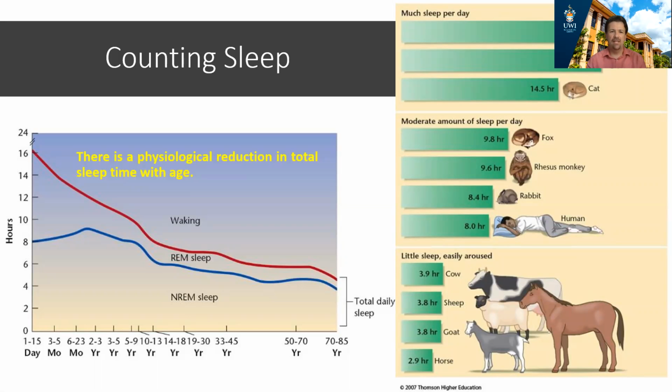You will notice in that diagram on the right that the big change between the newborn and the adult is the amount of time they spend in something called REM sleep. I will explain what that is in a little while.